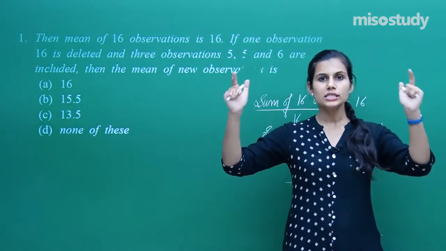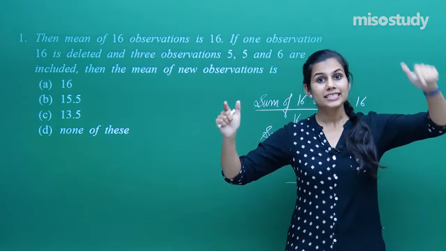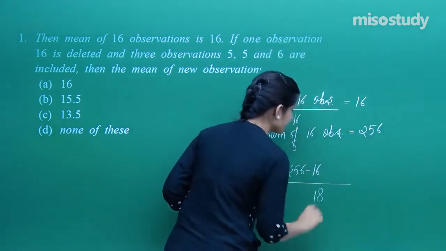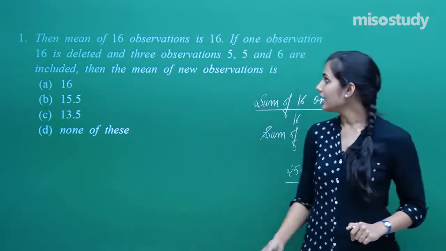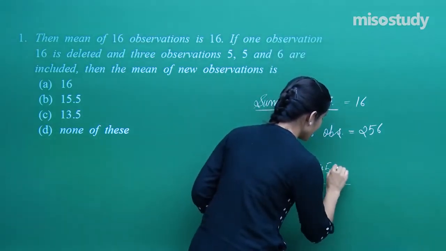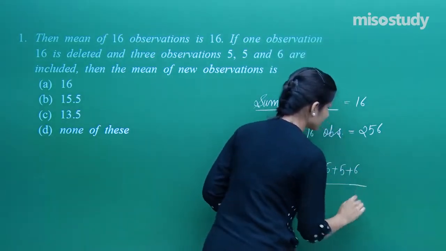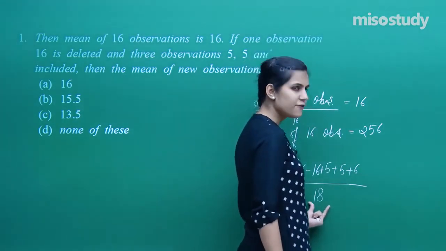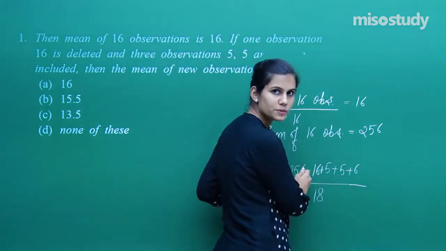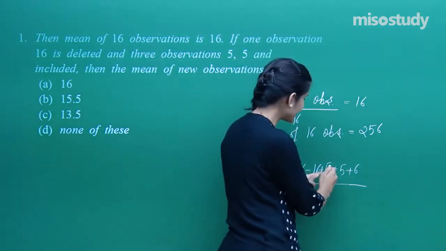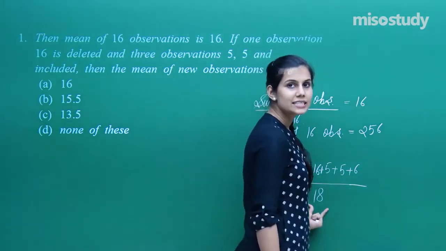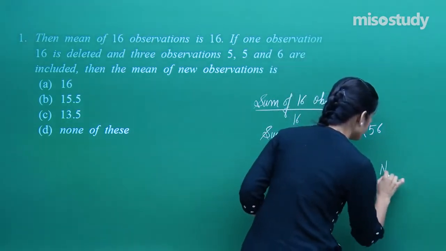256 is the sum of original 16 observations, from which 16 has been excluded. So the sum is going to change like this. Now after that I am adding 5 and 5 and 6. So the sum is going to become again plus 5 plus 6. Of the newly formed 18 observations, this is the sum. Original sum 256 of the 16 observations, from which I have removed 16 and added 5, added 6. And total number of these observations is 18. This is the new mean.